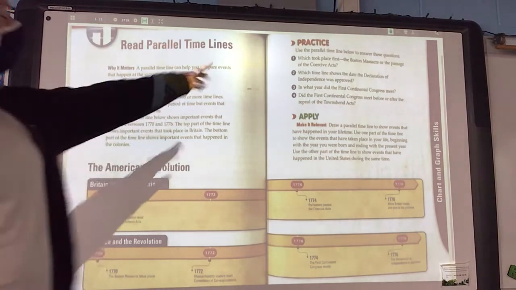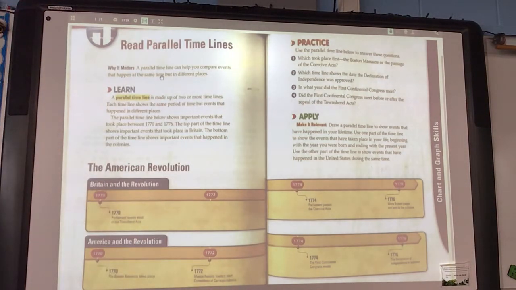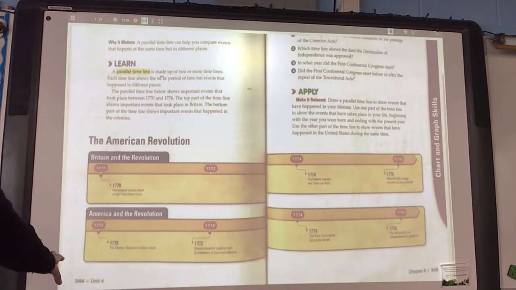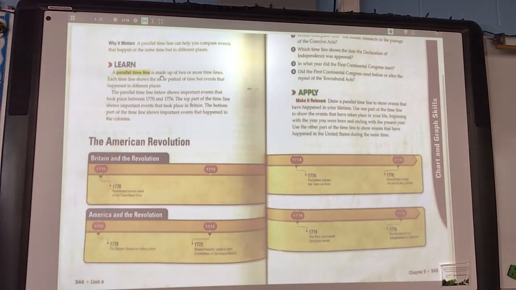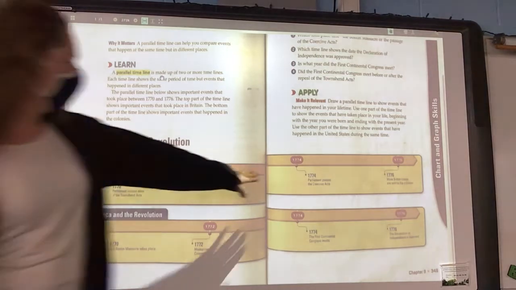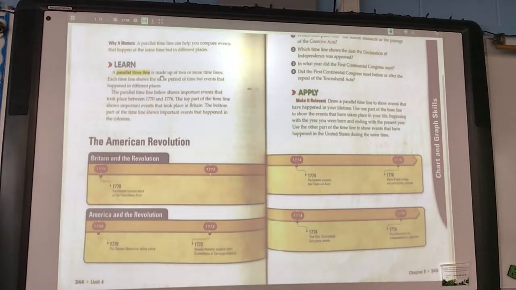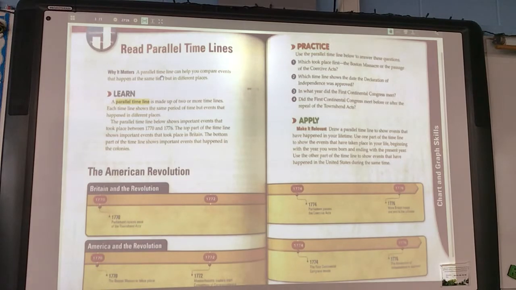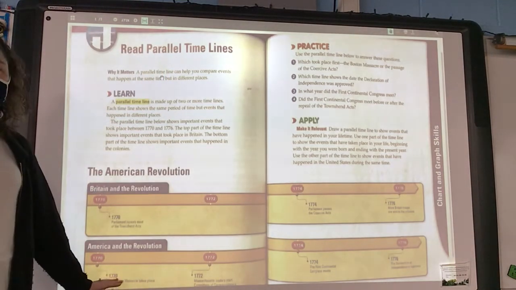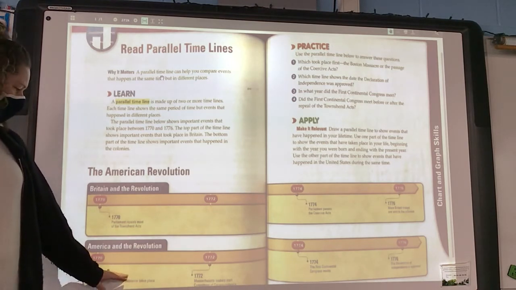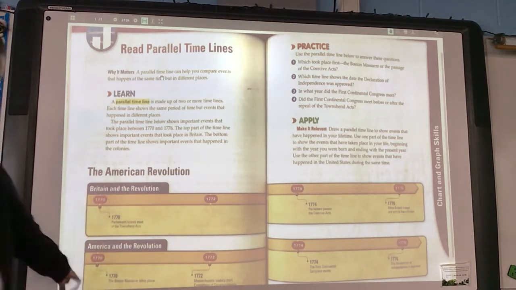All right, let's look at this timeline. See if we can answer number 1. Which took place first, the Boston Massacre or the passage of the Coercive Act? So I'm going to look here at my timelines. 1770 says the Boston Massacre takes place. Over here, Parliament passes the Coercive Act. So which one happened first? Nick? The Parliament passed the Quebec. This one happened first. This was in 1774, and this was in 1770. So the massacre took place first, right? I was looking because I thought the top line was before. Oh, gotcha. Nope, these are the same years, remember?